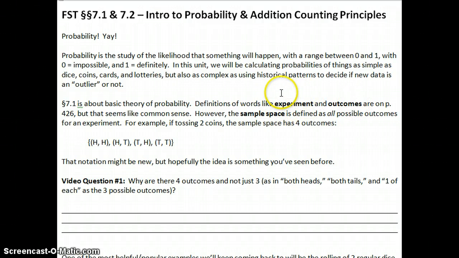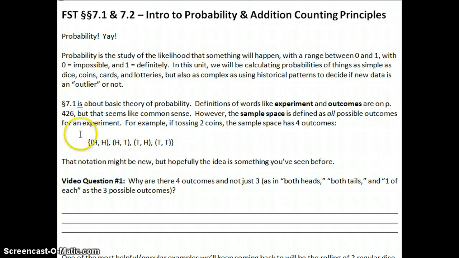If the experiment is pick a card, then the outcomes are, well, you have to list all the cards, and there's usually 52 cards in a deck. If the experiment is roll 2 dice, then the outcomes are things like double ones or a 1 and a 2 and stuff like that. And then the sample space would then be that entire list of outcomes.